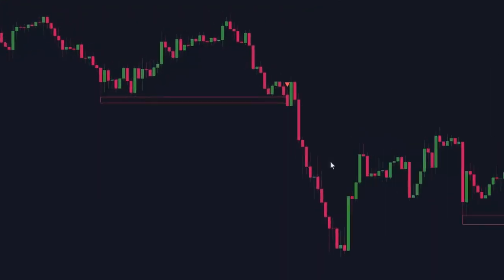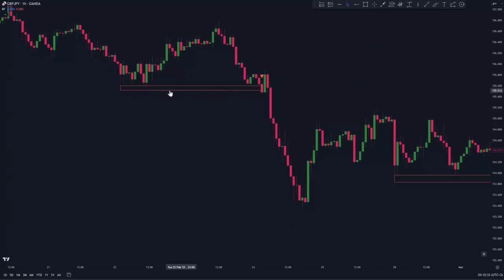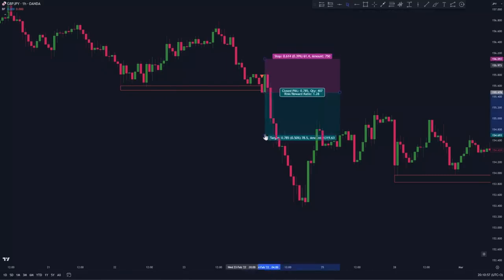Conversely, whenever there is a red rectangle followed by a red downward arrow, that indicates a bearish breakout in price. This essentially means that the market has broken and closed below a support level and is an indication for us to enter a short trade.